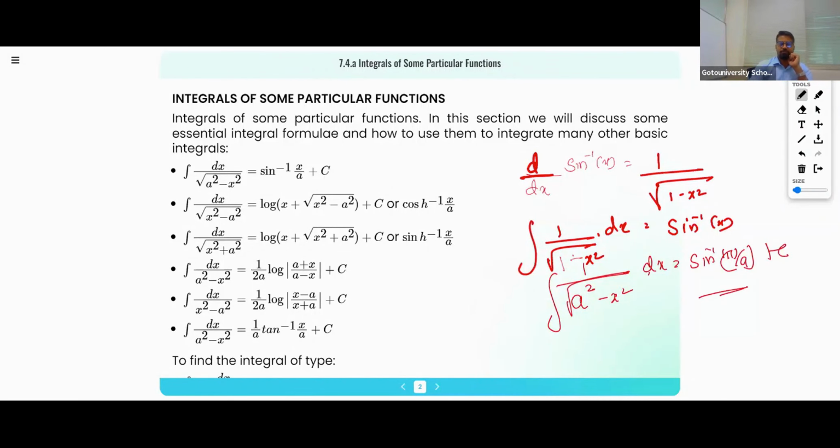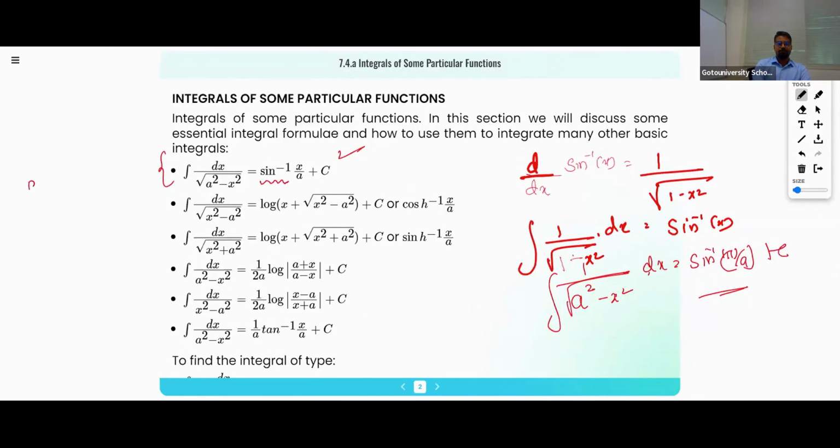So you can check this. All this has been proved, and some of the proofs are there in your textbook as well. So I want you to check the proofs in case you are curious about understanding the proof part of it. Or else, please remember, if it is of the form 1 by root of a square minus x square, it will become sine inverse.